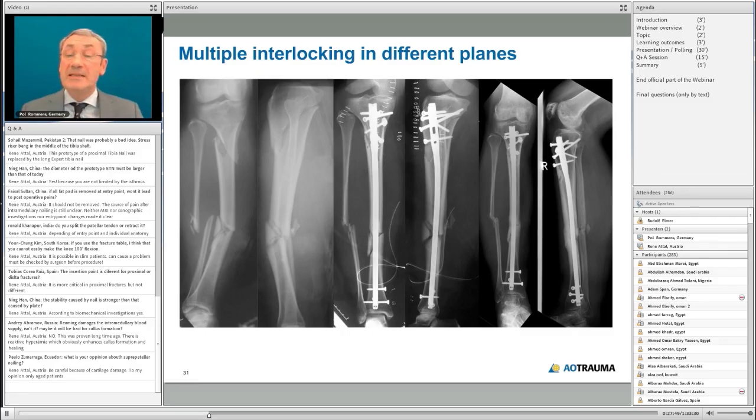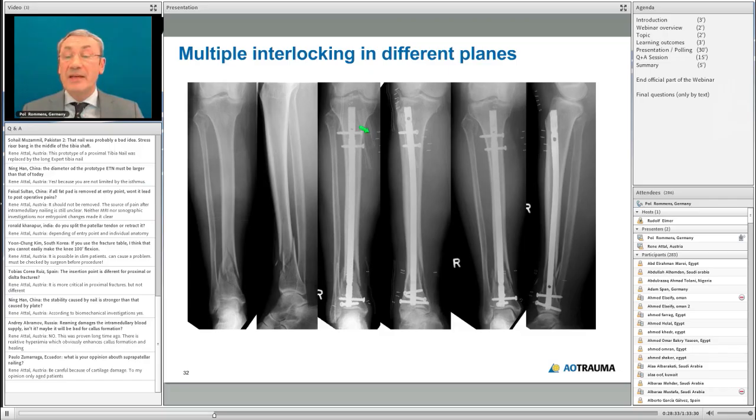Here you see the segmental fracture that we have seen at the beginning of the lecture. What you recognize is a triple interlocking proximally, a triple interlocking distally. You recognize the lag screw, and you recognize a polar screw on the medial side of the nail. If you look at the lateral view, you see a correct alignment of the main fracture, and on the right side, you see a nice healing without any further operation.